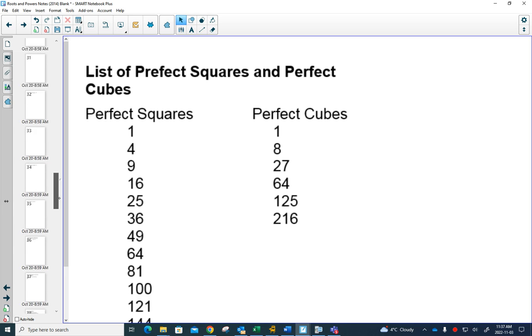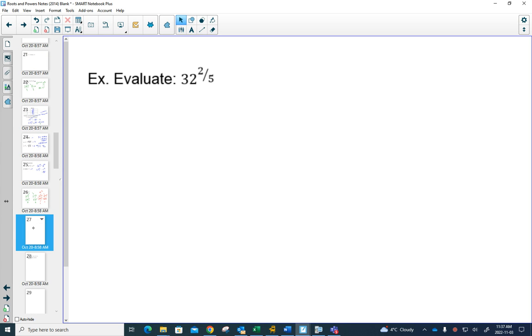Okay. Evaluate 32 to the 2/5. Figure out which method's going to be easier for you mental math-wise.